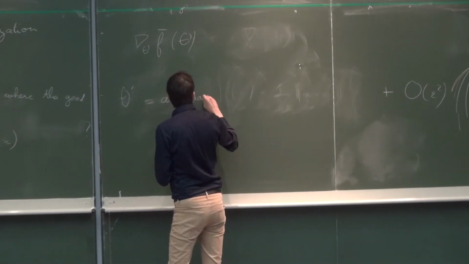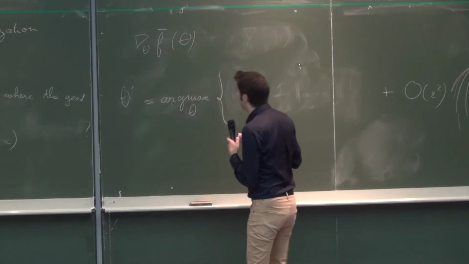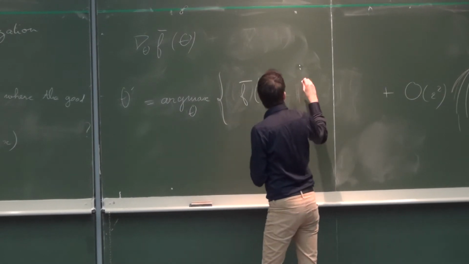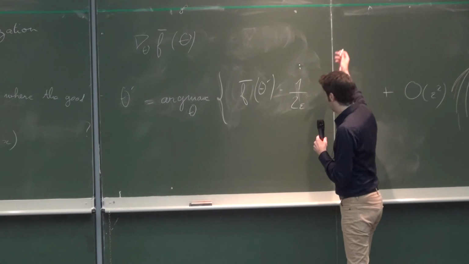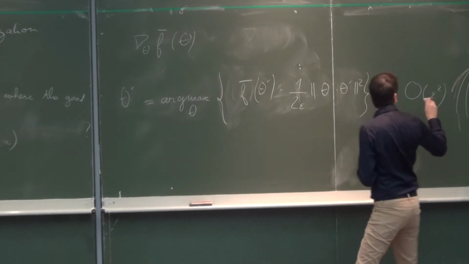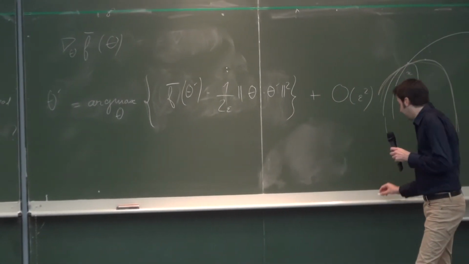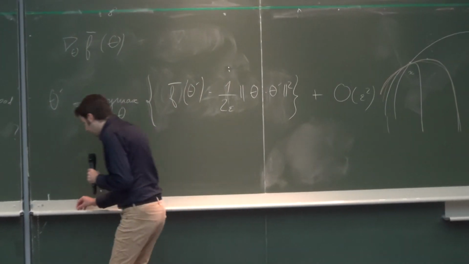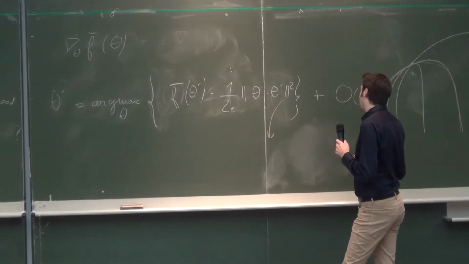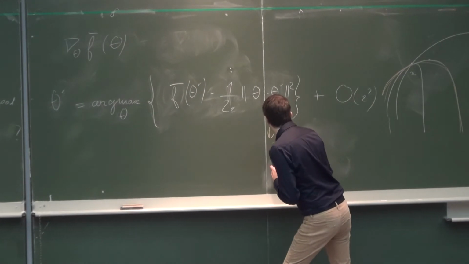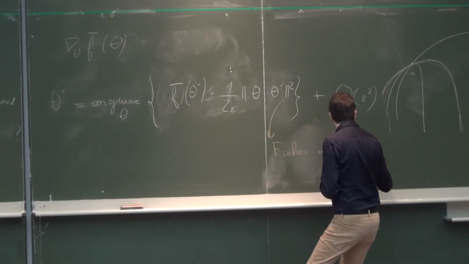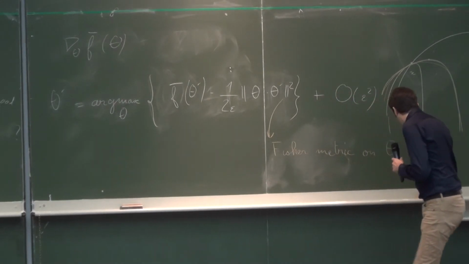So I'm going to rewrite the formula. You are going to have an update of theta. This is f bar of theta prime minus the distance between the old parameter and the new parameter. And here you are going to use another norm, which is the Fisher metric on theta. So what is this?